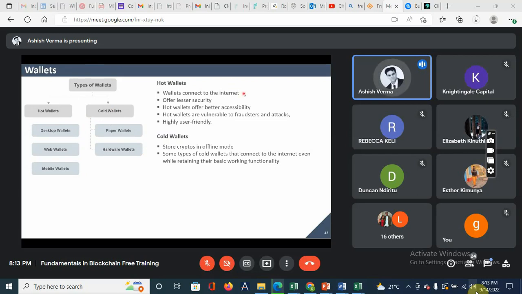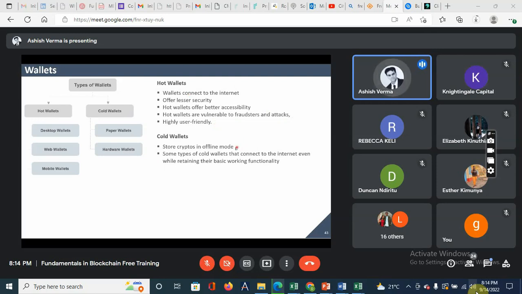Hot wallets are the ones which connect to the internet. They offer less security because obviously we are going online with it. Hot wallets offer better accessibility. From the user perspective, you only have to log in, put your username and password, and you can access. Hot wallets are vulnerable to fraudster attacks because, of course, if you are on the internet, then it's always vulnerable. They are very user friendly because you get a very nice interface, put your login ID and password, and access that.